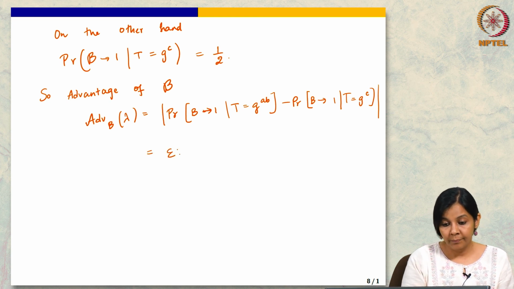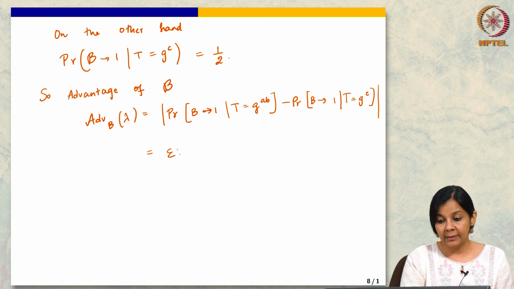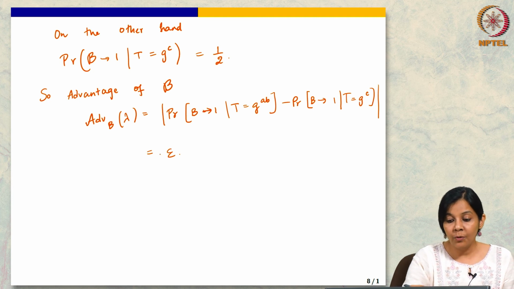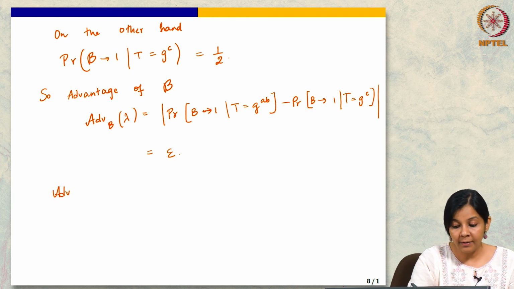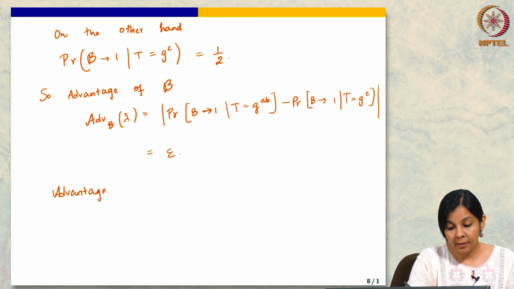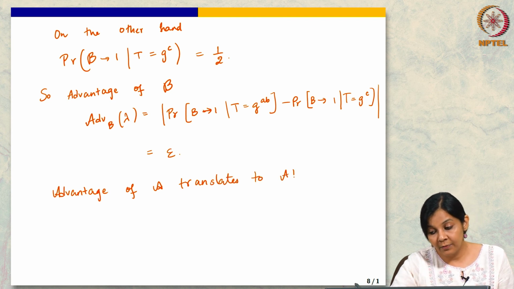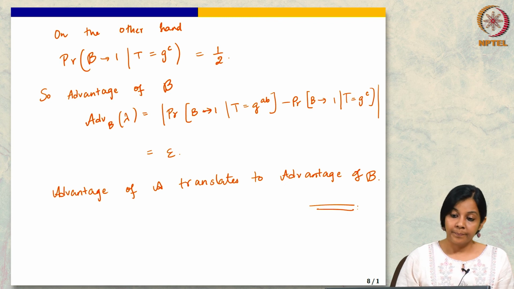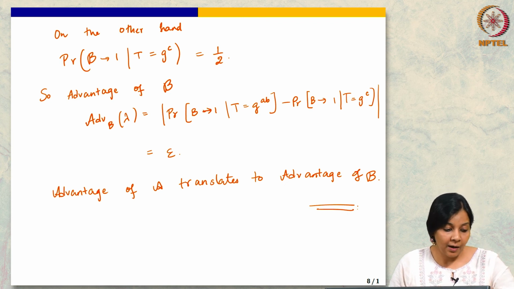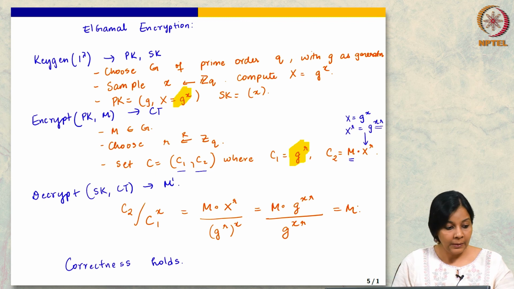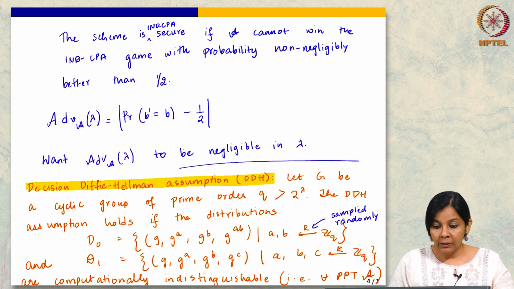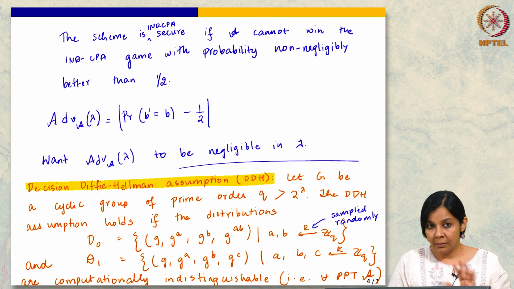Is epsilon. This is just by definition of advantage. Okay. So, therefore, what we showed is that the advantage of A translates to advantage of B. Let us recap the argument if you have seen it for the first time. Okay. So, let us recap the idea.